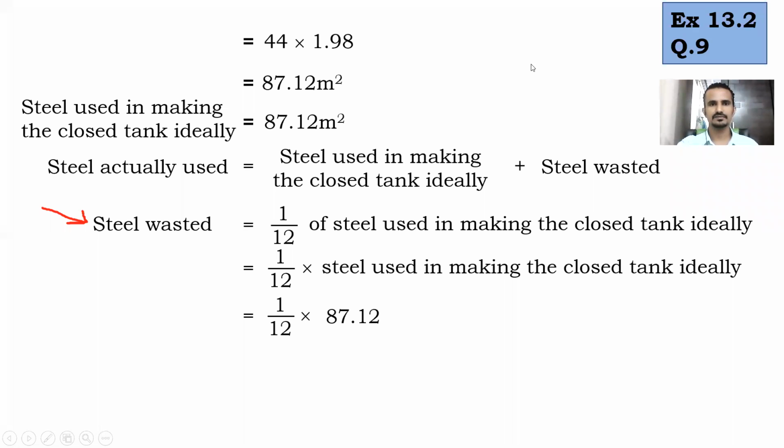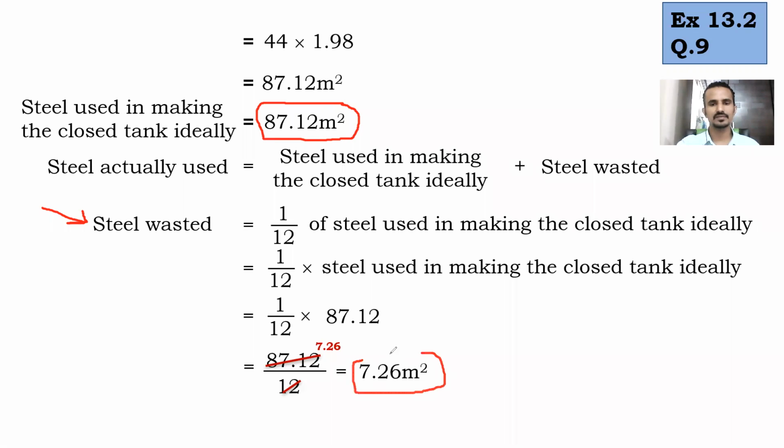Now we know two numbers: the actual steel that is used ideally, and the steel which is wasted. We calculated the total surface area of the cylinder. This is the actual surface area 87.12, and we have also wasted 7.26. So the total steel that we require is going to be the addition of these two numbers. So let's do this.